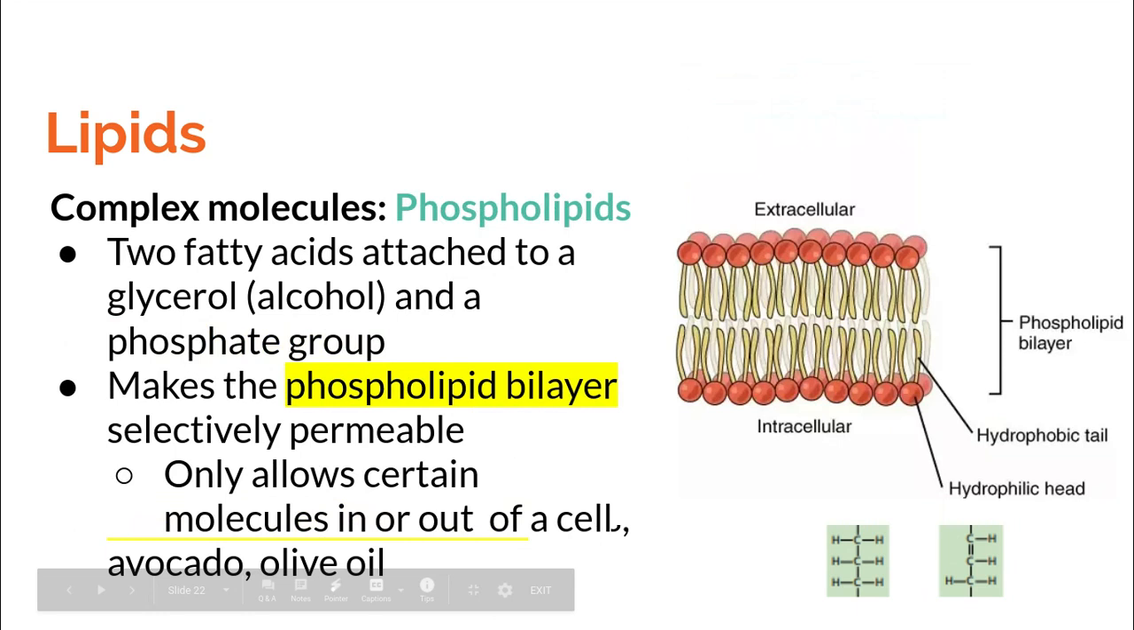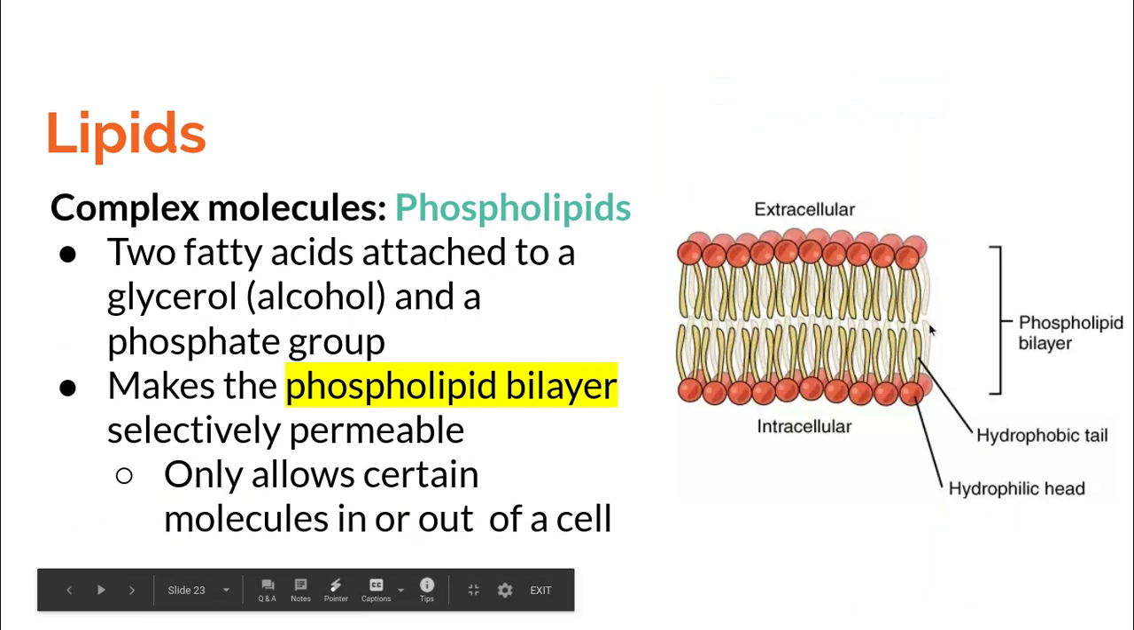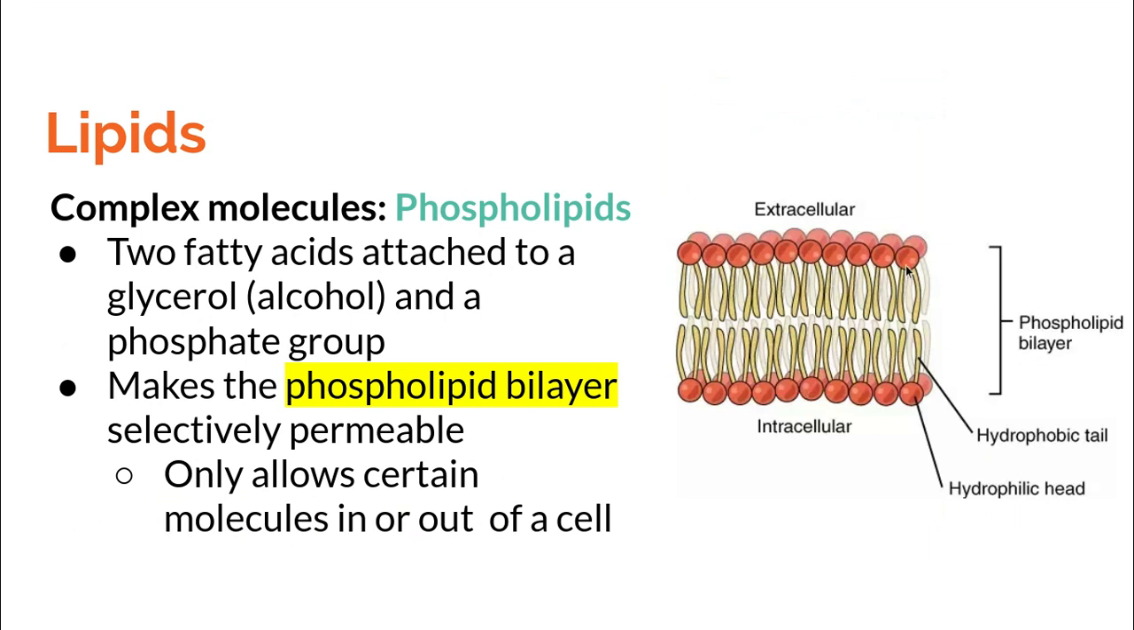Another complex molecule is called a phospholipid. So this is part of the cell membrane. So in the cell membranes of all of your cells, we have what's called a phospholipid bilayer. Bilayer means two layers. So the phospholipid molecules are these guys. We've got 1, 2, 3, 4. They're all lined up. And this, imagine, is inside the cell, and this side is outside the cell.